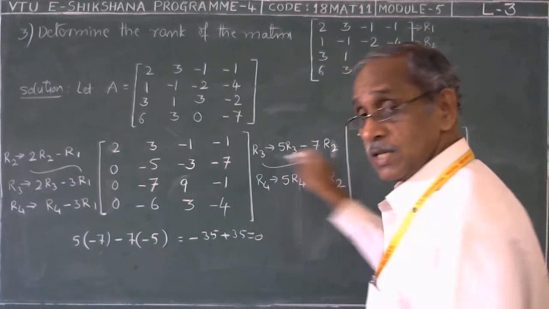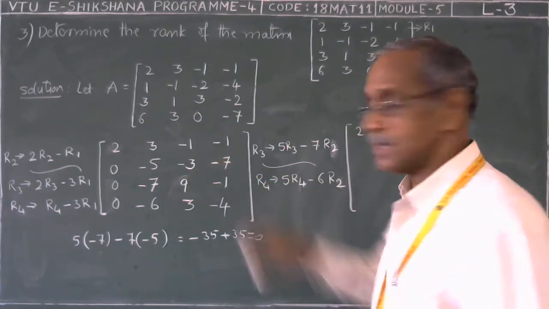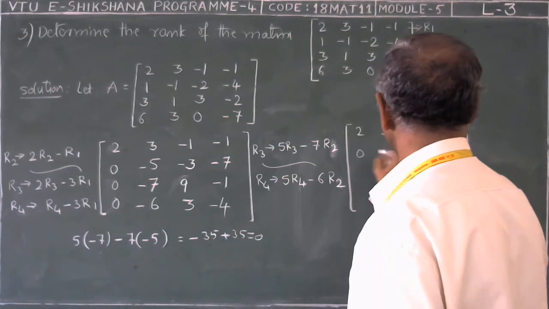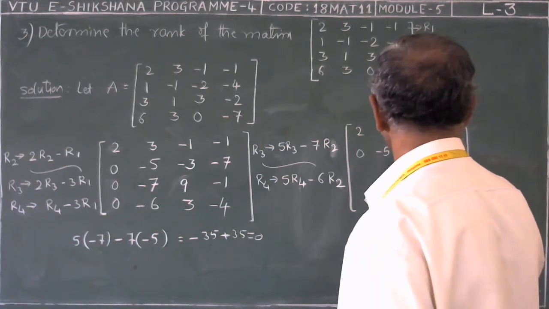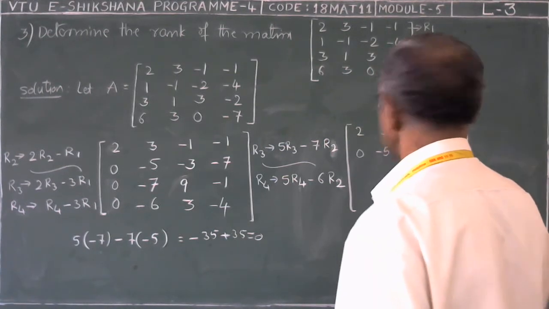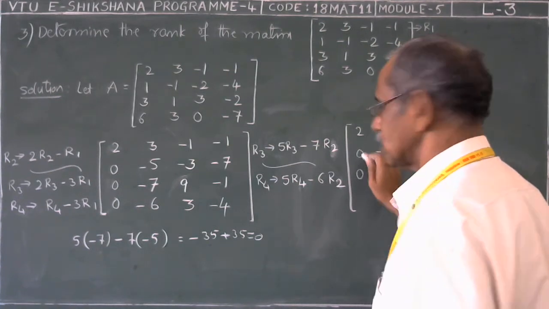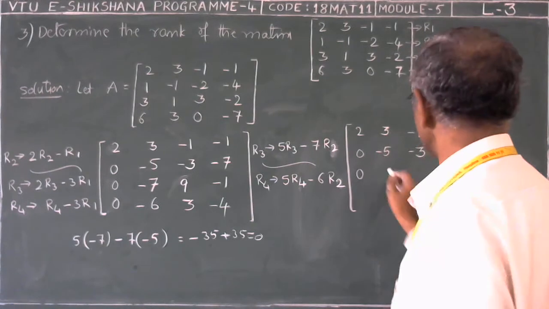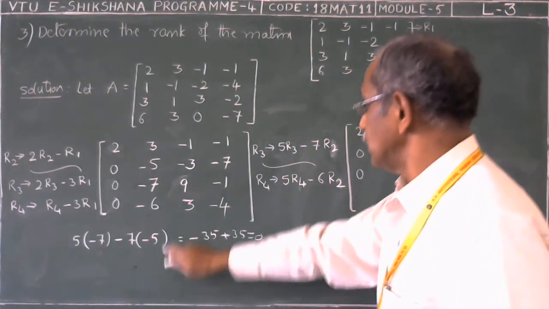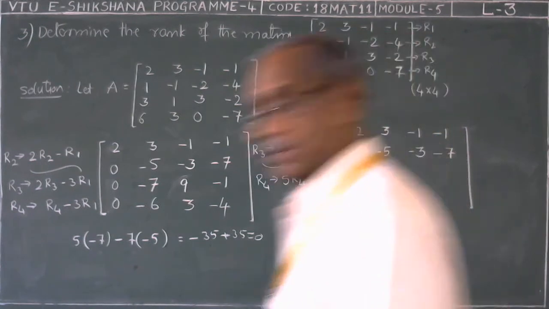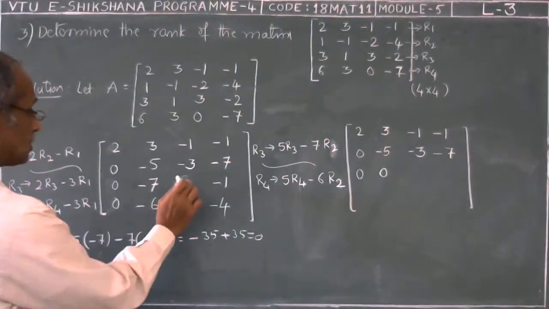Then row 2 is being used to make changes in row 3 and row 4, so that is also not disturbed. 0, minus 5, minus 3, minus 7. So this is 0. Now this element is 0. Nothing will happen to this element. So with this operation, this element is 0. This element is 0. Now let us see what happens to this element.